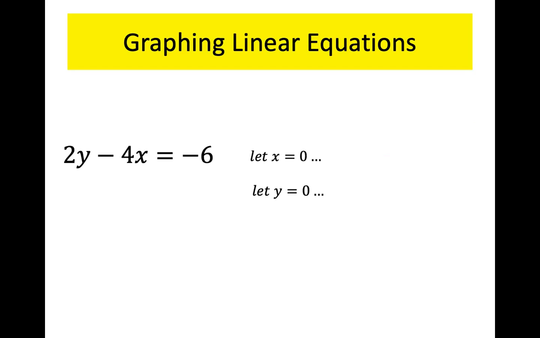If I asked you last year to graph this, I would ask you to pick points. Let x be 0, let y be 0, calculate that one. And this works every single time. This is called finding the intercepts, and then plotting the 2 points, playing connect the dots. It turns out that if it's in slope intercept form, if it's y equals mx plus b, the graphing process takes 5 seconds.